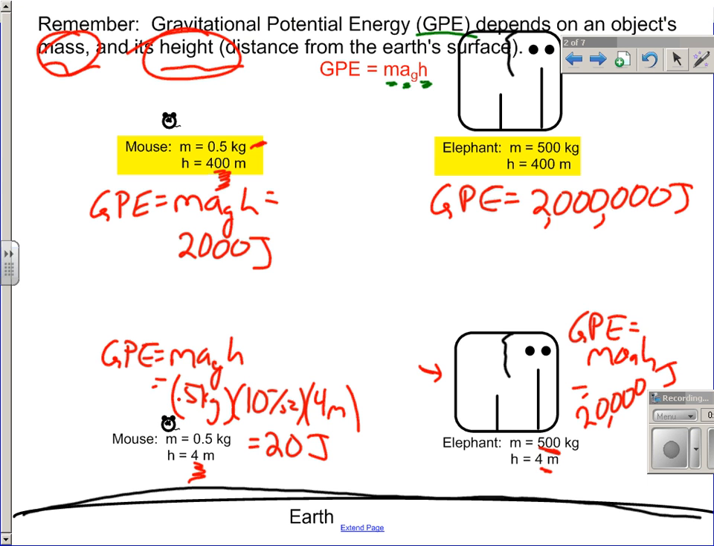So that should all be review, right? We did conservation of energy. We learned how to find that. So take a second and verify the calculations. But that's the deal. We found the gravitational potential energy of each of these.